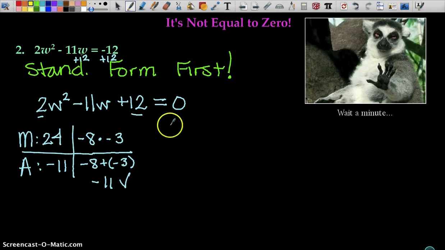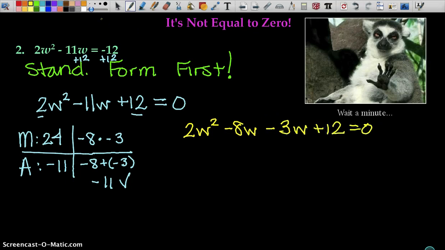So now go and replace your middle term: 2w squared minus 8w minus 3w plus 12 equals 0. Regroup, leave your signs inside the parentheses, and put a plus sign in between. Remember, it's very important that you put a plus sign right there. Take out your GCF, 2w, leaving you with w minus 4.